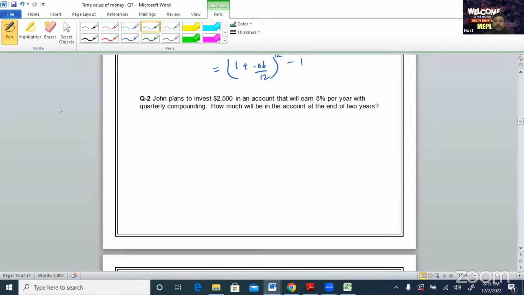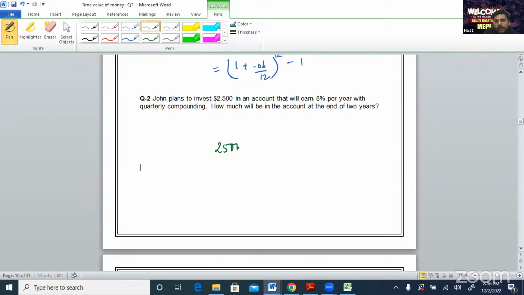Okay, let me see this question. John plans to invest $2,500 in an account that will earn 8% per annum with quarterly compounding. We have to calculate how much will be the value at the end of 2 years. This is a case of a single cash flow.